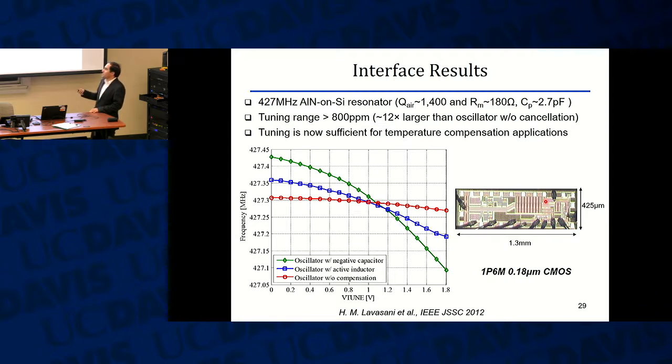If I don't have any compensation, I barely have 80 ppm of tuning. Across the range, I'm changing all of my tuning range, going all the way through the max range of the varactor. If I use an active tuning, I get 350 ppm, and if I use a negative capacitor, I was able to get almost 800 ppm. We further did another work, which was in our journal.